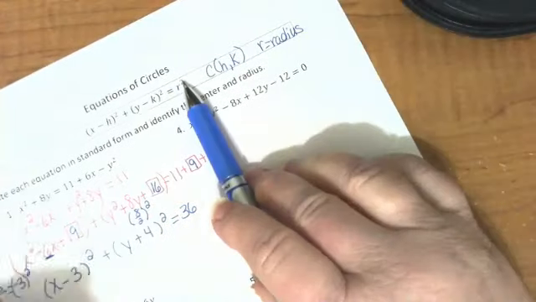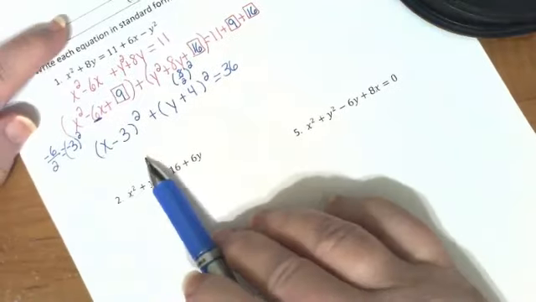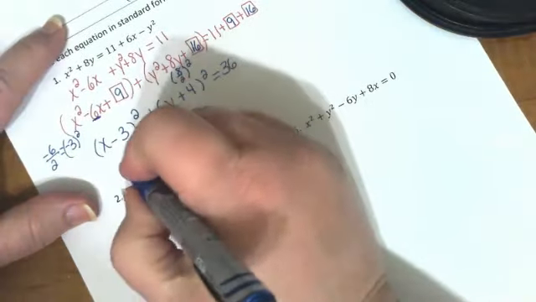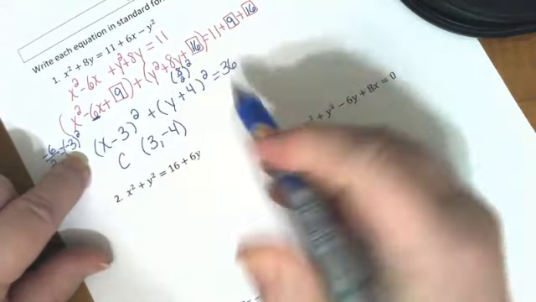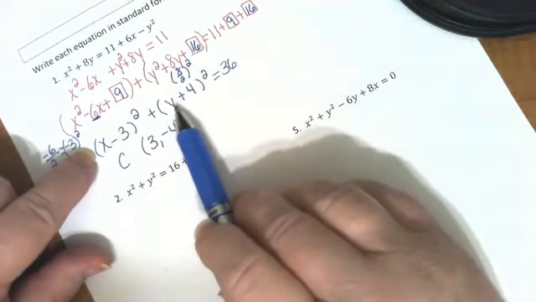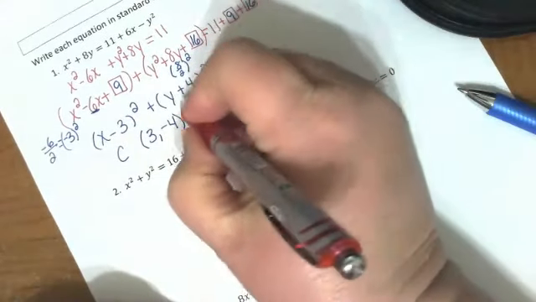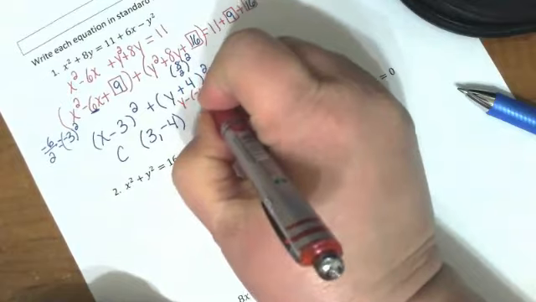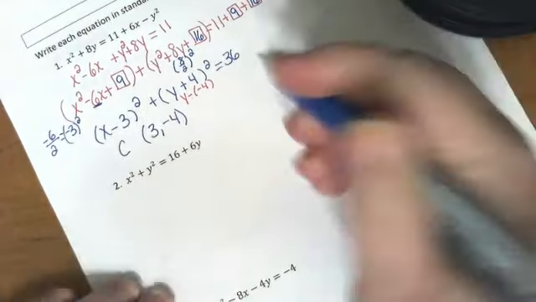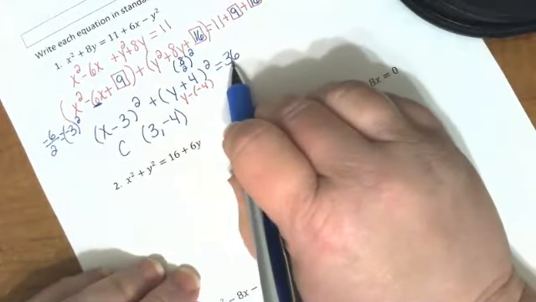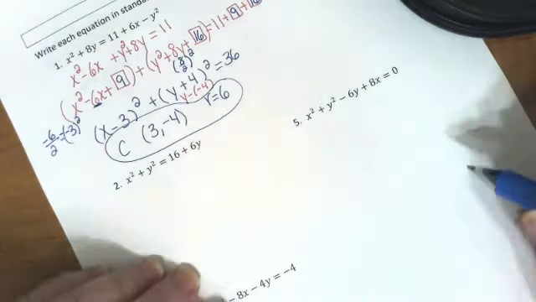So the number that is in our standard form is squared. We're going to take the square root of it to get the radius. So for this particular circle, I have a center of 3, -4, x minus h, y minus k. You have to imagine that this says y minus -4, so that -4 is your y coordinate of the center. And 36 is my r squared, so my radius is actually 6.